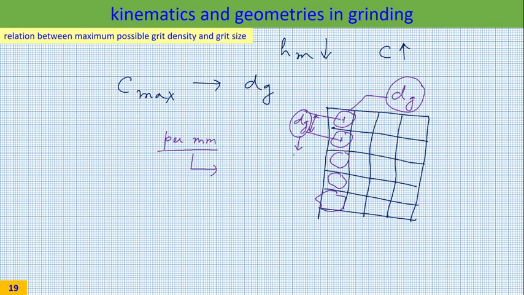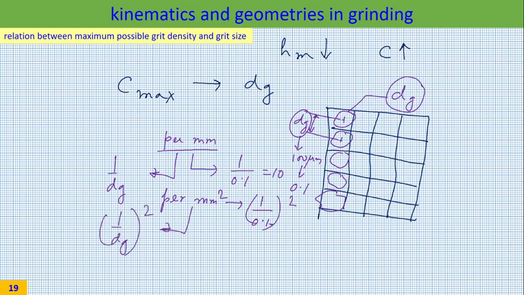If it is DG, then per millimeter, how many such grids should be there? Let us assume DG is 100 micron or 0.1 millimeter. So there would be 1 upon 0.1, that is 10 grids per millimeter. In algebraic form, it would be 1 upon DG. Per square millimeter, it would be 1 upon 0.1 squared, and in algebraic terms, 1 upon DG square. So the maximum value of static grid density that you can get is 1 upon DG square.